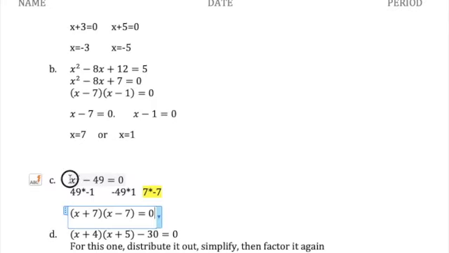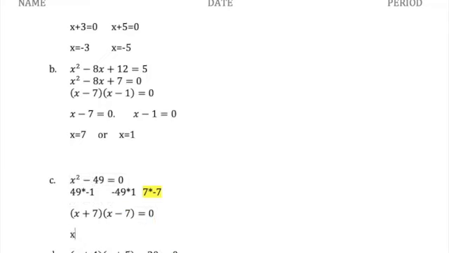Sometimes people call this a difference of two squares, some square term and another square term being subtracted. And it always looks like this: x plus the square root and x minus the square root. That's how I learned it in school, but I'm still supposed to teach this way. So now I know in this case that x plus 7 equals 0 or x minus 7 equals 0, and x would equal 7 or negative 7.